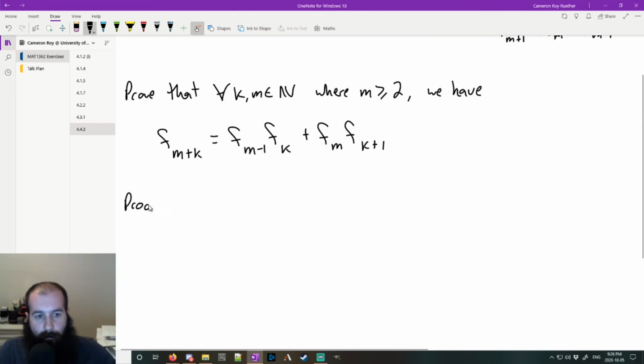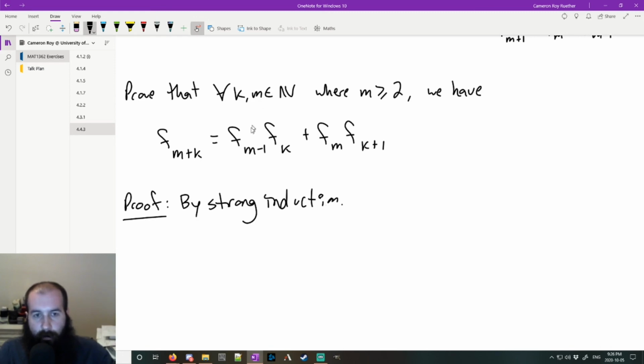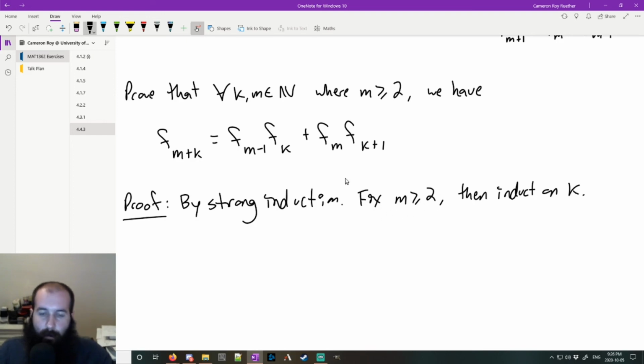Proof by strong induction. And to note here, there's two variables. There's m's and k's involved. What we're going to do is just fix our m. So fix m greater than or equal to 2. And then we're going to induct on k. So we just fix some arbitrary m. Therefore, our argument will work for all of them. And then our base case and our inductive step, all of that, we'll be manipulating k. So k can be any natural number.